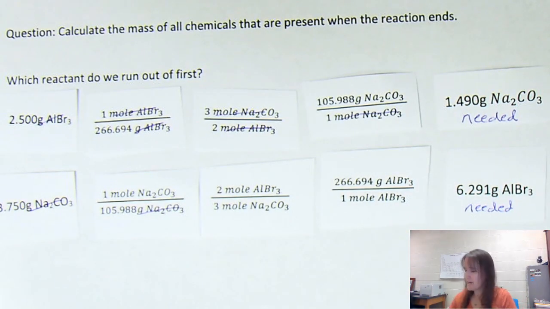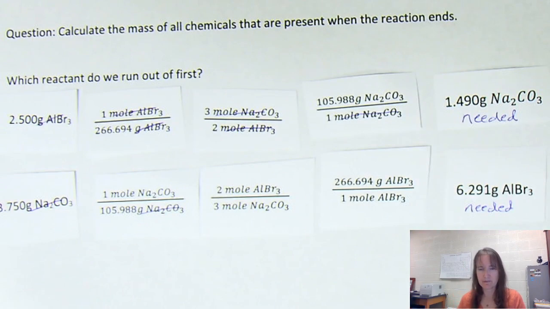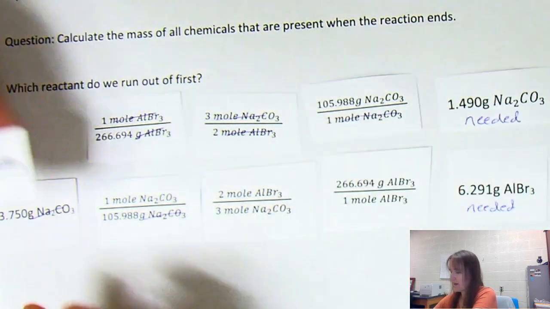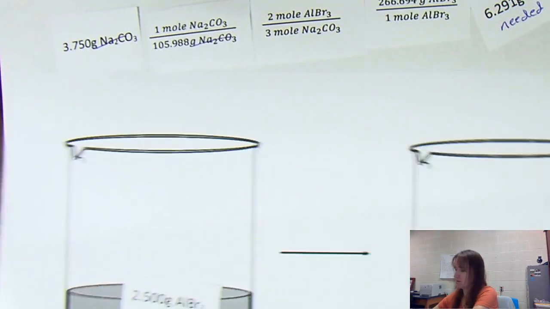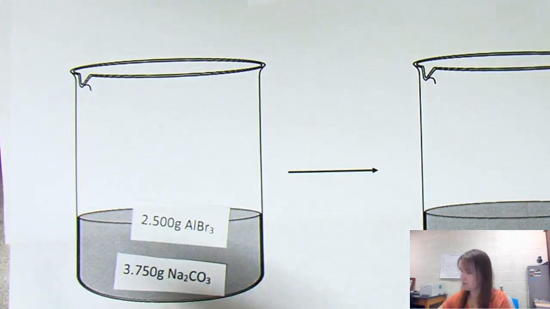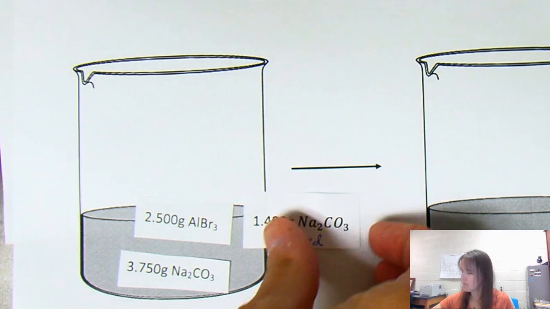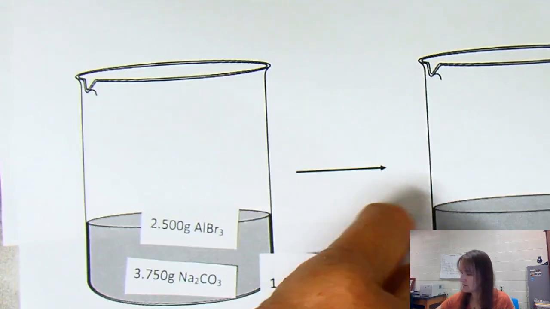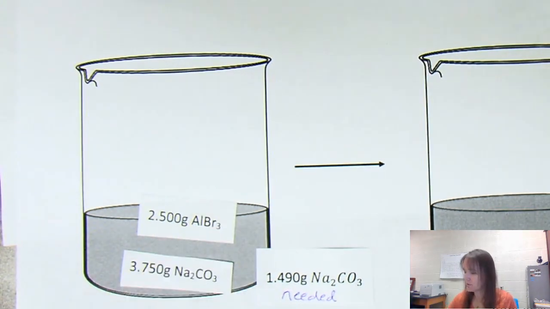So if we take the amount that we have versus the amount that we need, only one of these sets of calculations is going to work. So I'm just going to take my 2 measurements, the measurement that I have and the measurement that I need, and I'm going to compare it to what's in the beaker. So in the beaker I have 2.50 grams, and that 2.50 grams would need 1.490. I have 3.750. I have plenty, so I have plenty available.